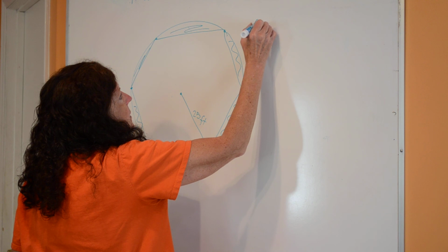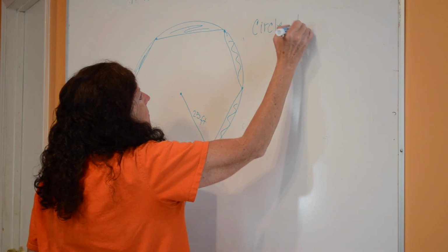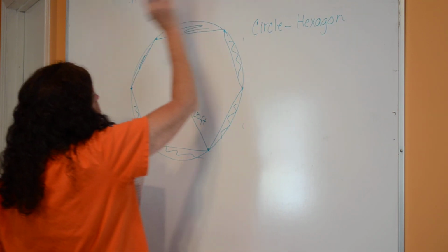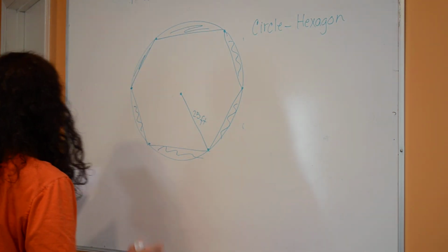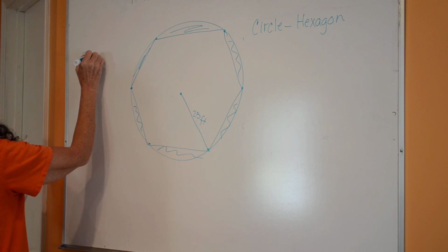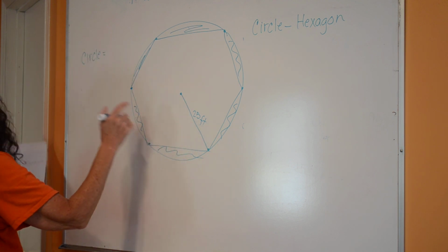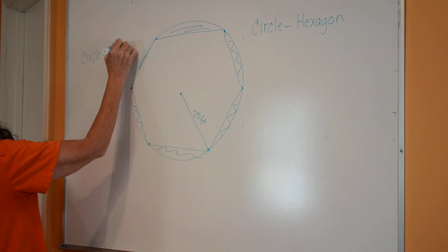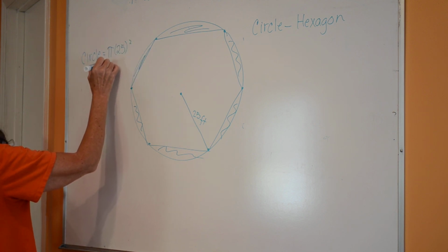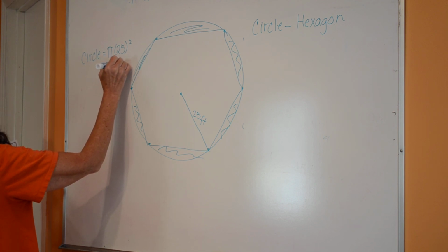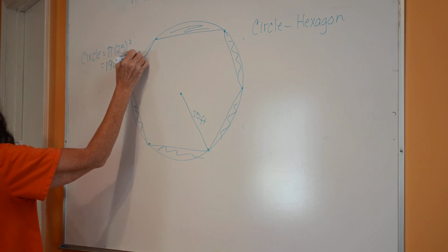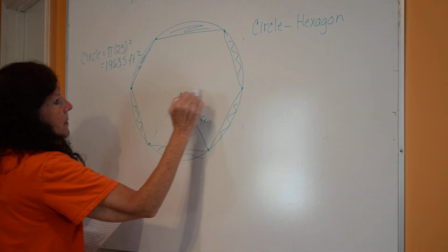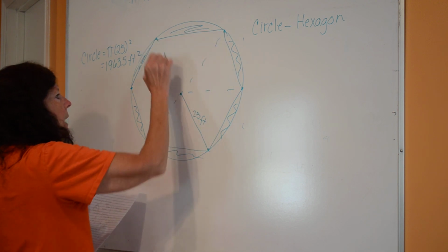My plan is circle area minus hexagon. So it's going to be that formula minus this formula. The circle, again, your radius is 25, so it's going to be pi times 25 squared, which is going to give me 1,963.5 feet squared. The hexagon is a little harder, but you know that it's made up of triangles.